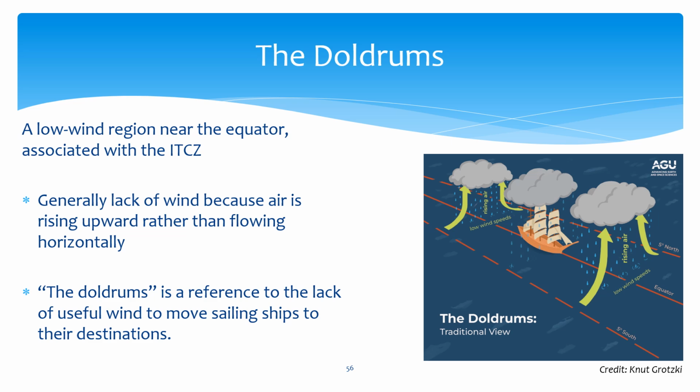So the doldrums are a low wind region near the equator, basically underneath the ITCZ. The doldrums occur just because there's a general lack of wind, because the air right under the ITCZ is rising upward instead of flowing horizontally. So there's no real horizontal wind flow to speak of. And the doldrums, if you've ever heard somebody say, I'm in the doldrums, like I'm really down, well, that is a reference back to the lack of useful wind to move sailing ships to their destination.